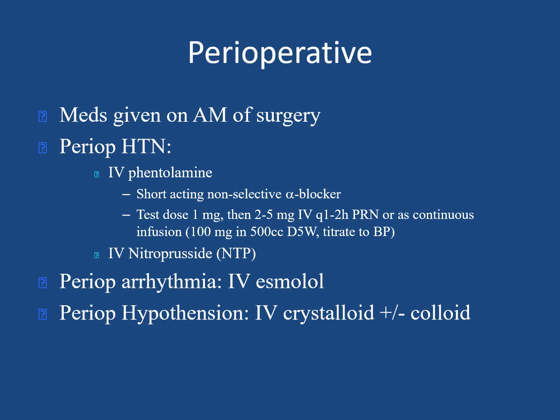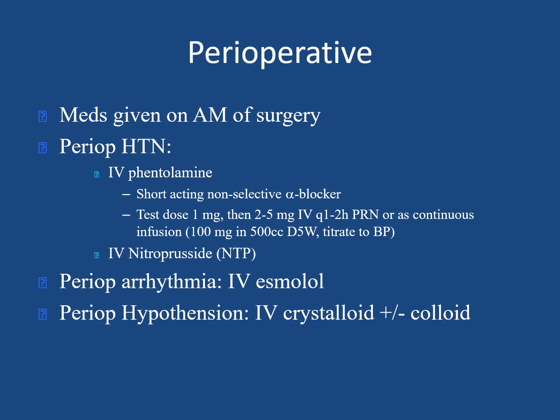Before surgery, on the morning of the surgery, we usually give IV phentolamine to control blood pressure. It is a short-acting, non-selective alpha blocker. We give a test dose of 1 milligram, then 2 milligram, then 5 milligram IV in 1 to 2 hours, or as per requirement, or as continuous infusion. For example, 100 milligram in 500 cc dextrose water titrated to control the blood pressure. We can give IV nitroprusside as well, though it is usually not available in Pakistan.